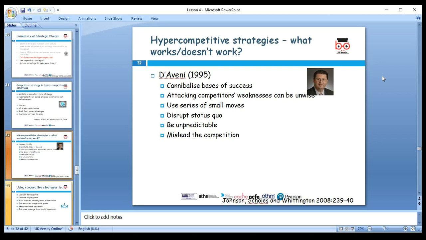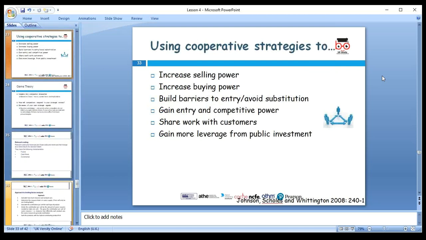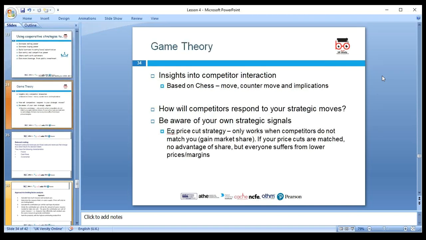Then we have the hyper-competition framework given by this author, D'Aveni, and the vision-based success of attacking the competitor's weakness. Because you focus on management accounting and costing, you look at the strategy for it: using the competitive advantage, increasing the supplier power, increasing the buyer power, building barriers to entry to avoid substitution of the product, gaining competitive power, sharing work with the customer, and gaining leverage from public investment.